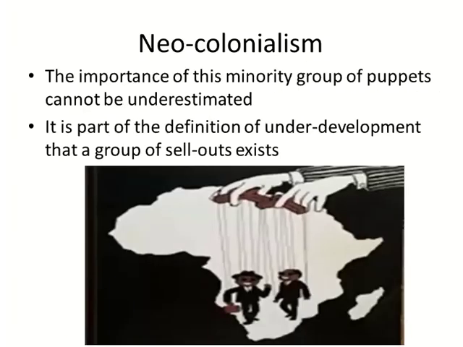The importance of this minority group of puppets cannot be underestimated. It is part of the definition of underdevelopment that the group of sellouts exists, because of course you don't have independence if you have some people betraying you from within to ensure you are continuing to be enslaved by others. And in a way of looking at neo-colonialism, we can consider what we discussed before about European slavery.